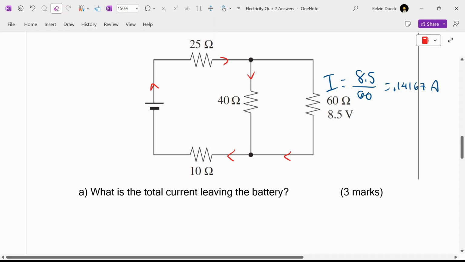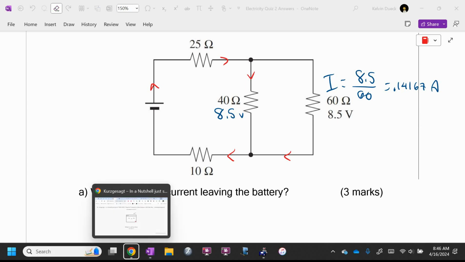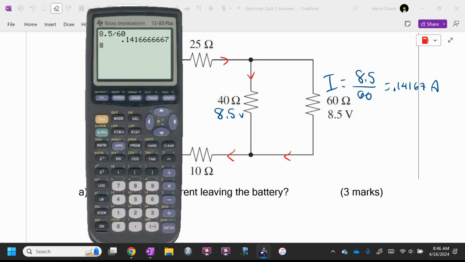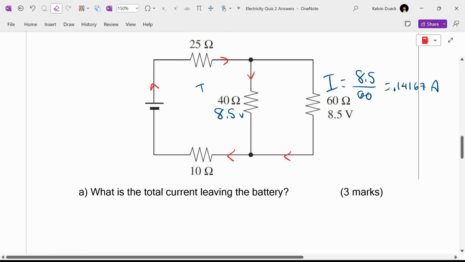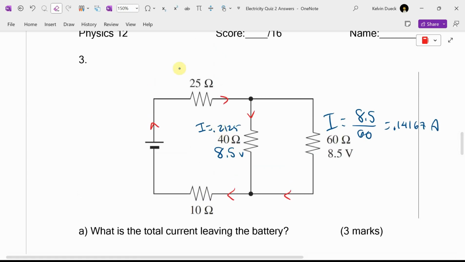I'll carry some extra sig figs because I'm going to use this. 0.14167 amps. Also, I can now use Kirchhoff's rules because if this section here is 8.5 volts, this must also be 8.5 volts, which means I can find the current in that section too. It's going to be 8.5 divided by 40. It's going to be 0.2125. I equals 0.2125. Why is that nice? Well, now I can tell you how many amps were flowing up here and how many amps are going through here because it's going to be I total and I total.